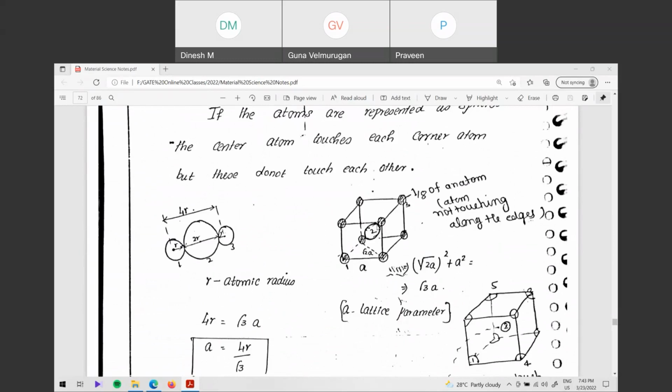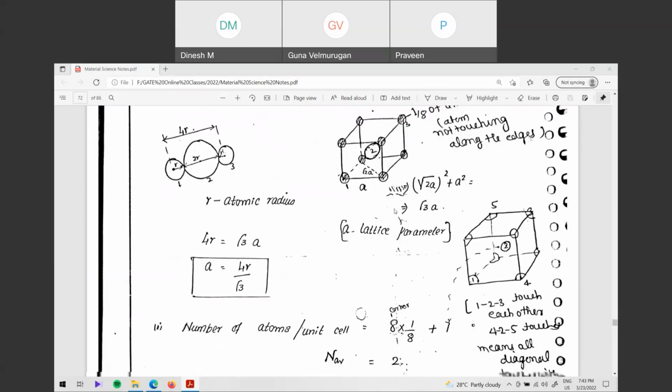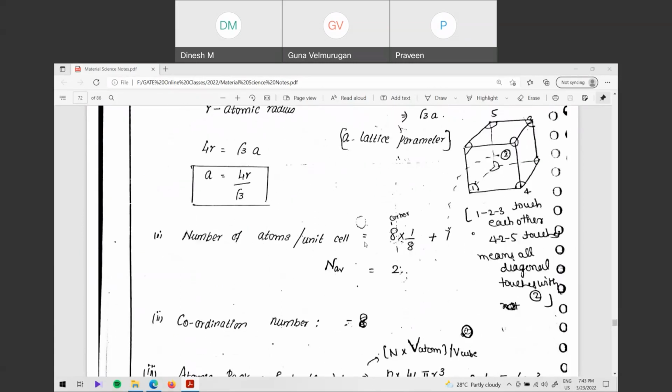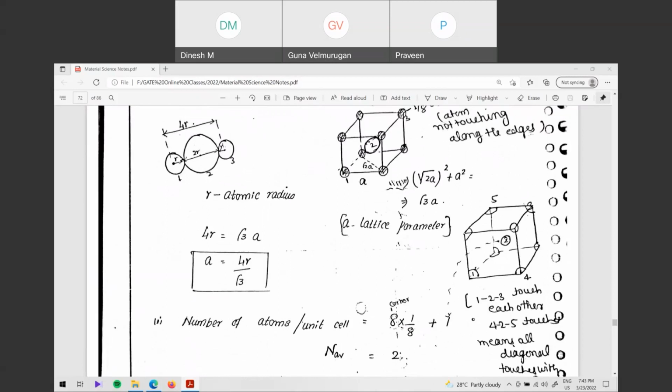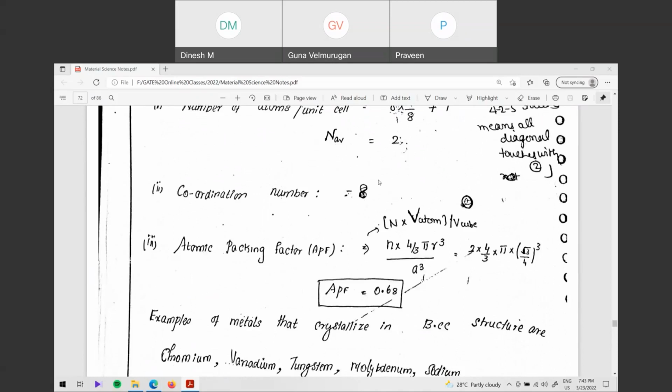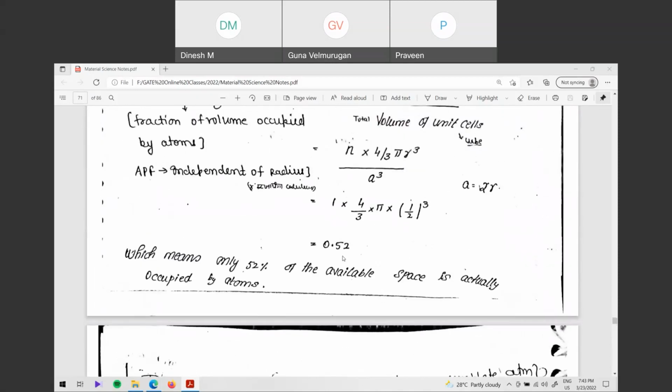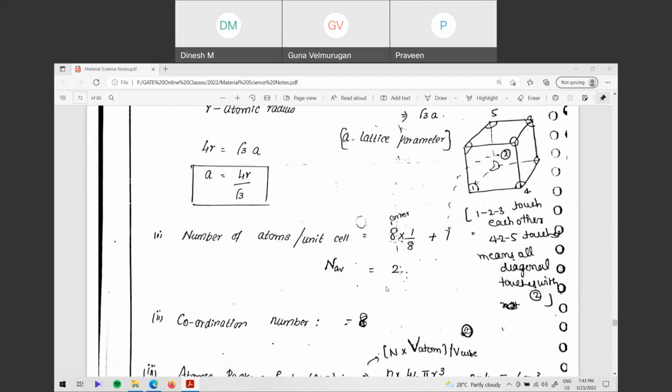All corner atoms are there, but this big atom is at the center of the cube. In this case, the number of atoms: 1/8 from each corner, 8 into 1/8, plus one big atom in between, plus 1, that is 2. So the number of atoms per unit cell is 2 in body centered cubic. Coordination number is 8 because 8 nearest atoms are there, and atomic packing factor is 0.68. There it is 0.52, and here it is 0.68.